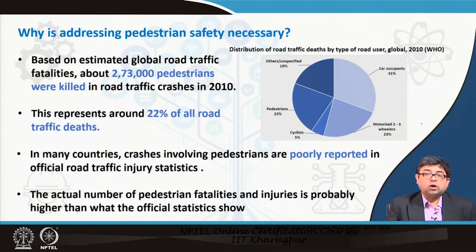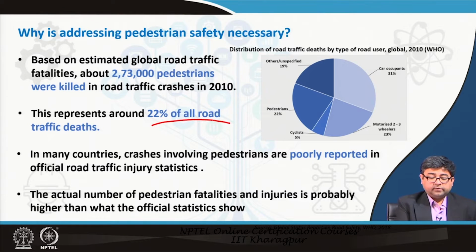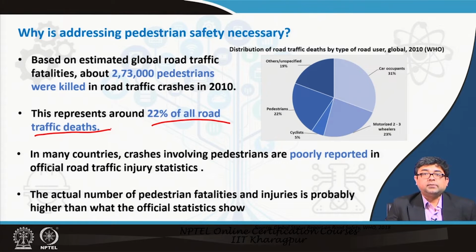So, among all the traffic accidents that happen, almost 22% of them are encountered by pedestrians. So, almost one-fifth of them happen with pedestrians. Globally, about 2,73,000 or 75,000 were killed in road traffic crashes when we looked at the old 2010 data.